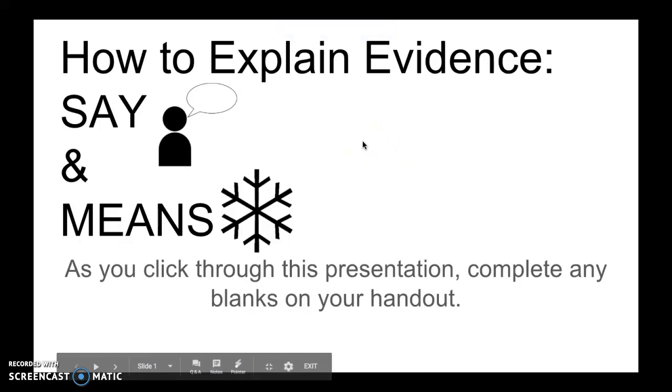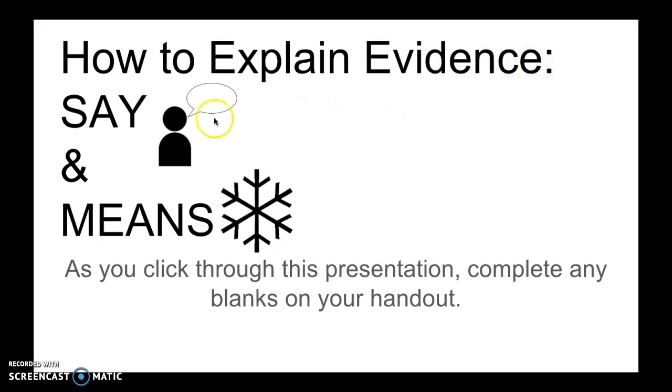This lesson is all about how to explain evidence. Now you know there's three parts of explaining evidence: say, means, and matters. Today we're going to focus on the first two parts, say and means. Take a look at the pictures for say and means and start thinking about how those might match with what you do for say and what you do for means. We'll talk more about it in a bit.